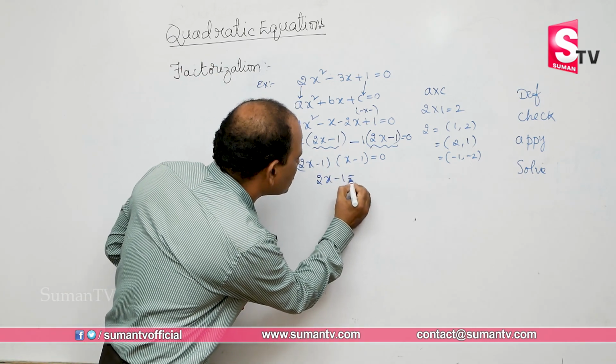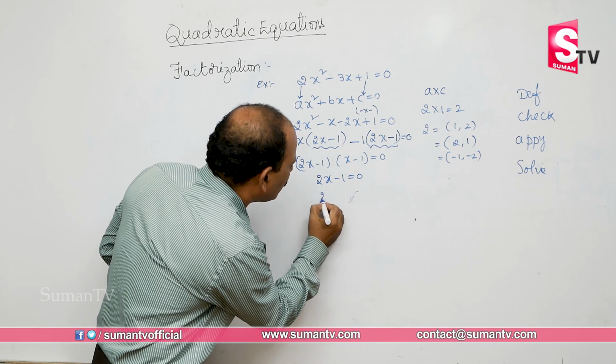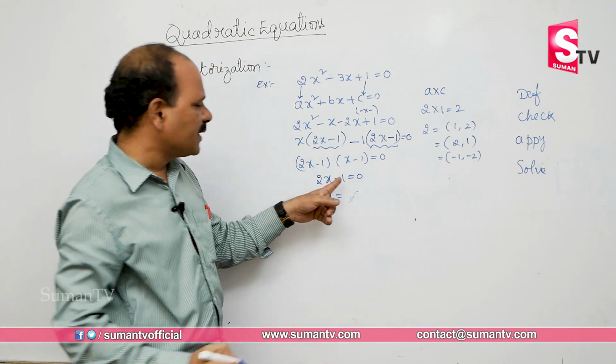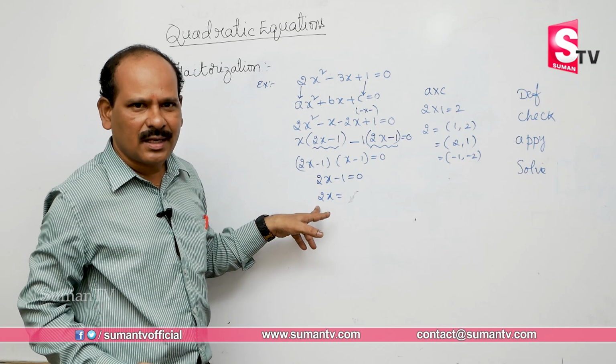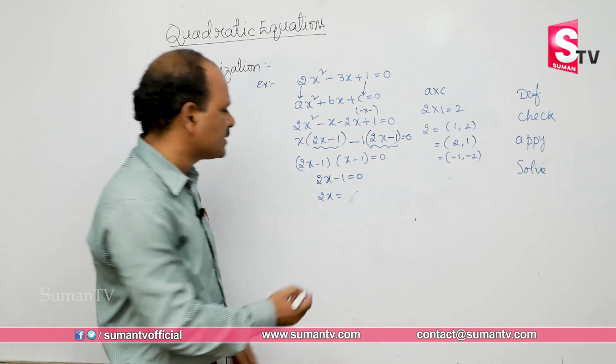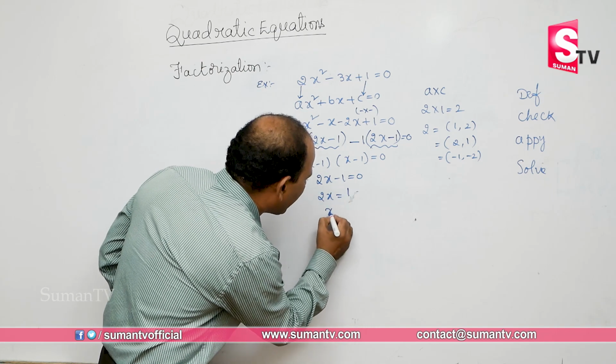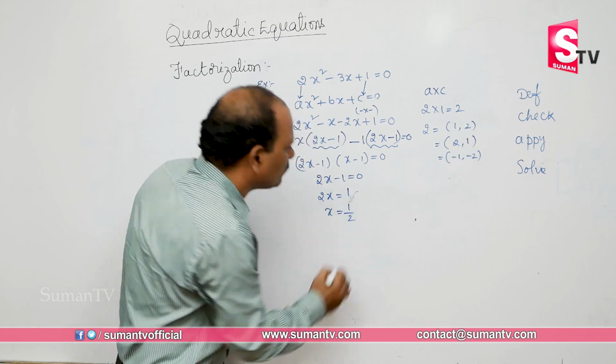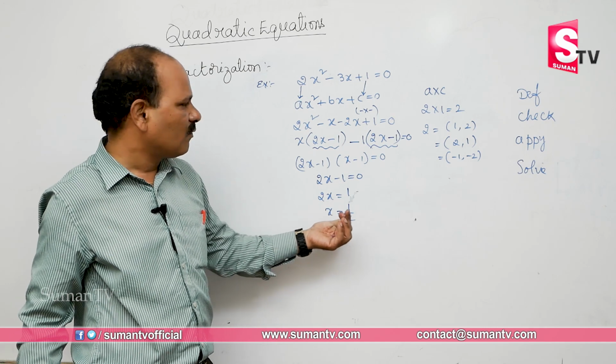2x minus 1 is equal to 0. 2x is equal to, send this minus 1 to the right side. Why? Because I want only the x term. I want to find out the x value. So, the term minus 1 I am sending to the right side. So, it is equal to 1. x is equal to 1 by 2. Here the value of x I got is 1 by 2.